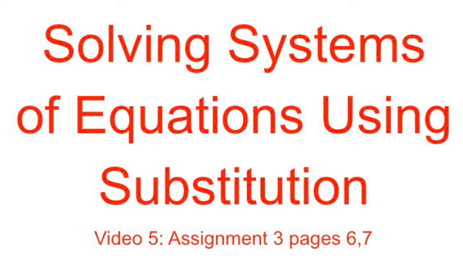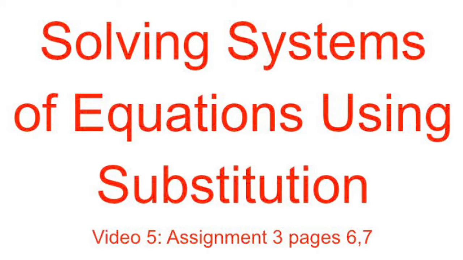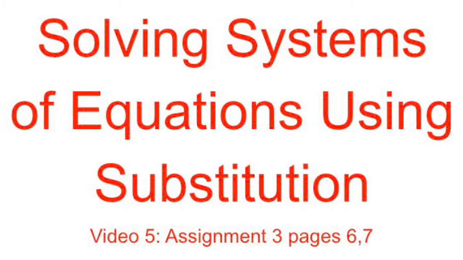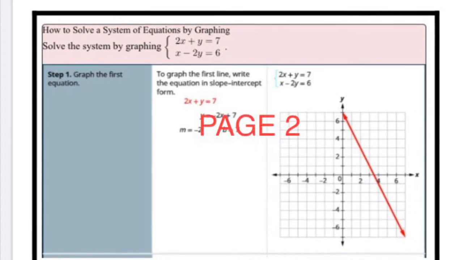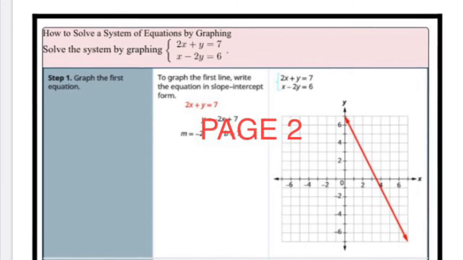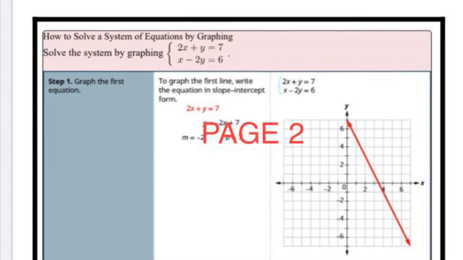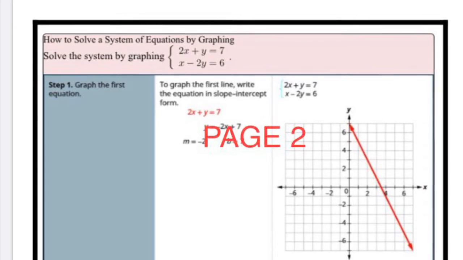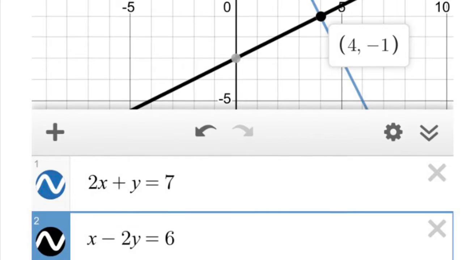And again, we're going to solve systems of equations, but this time, instead of using graphing, we're going to use substitution. And that means we're going to use a form of algebra to find the point of intersection. On page 2 of this booklet, we've already graphed 2x plus y is equal to 7 and x minus 2y is equal to 6. And when we graphed those two equations, we found the solution to the systems of equations by graphing. And when we did that, we found out that the intersection point of those two lines is (4, -1).